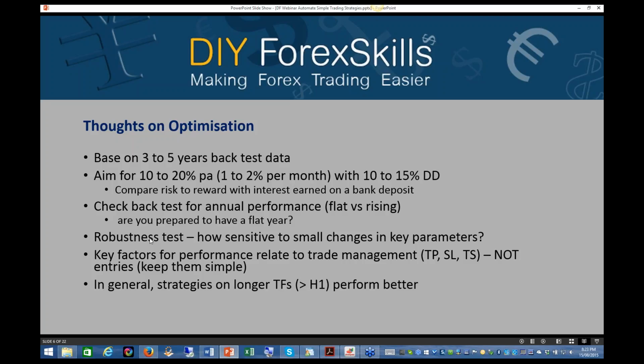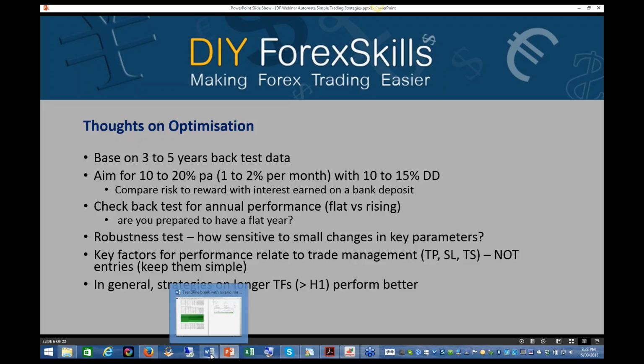Now, the other one is what I call a robustness test. Once we're happy that we've got something that's 10 to 20% per annum, and that doesn't have too many flat years, I had a couple of strategies where 2012 and 2013 were essentially flat, and 13 and 14 were where it went up. And you've got to ask, is a strategy worth having like that? Because obviously you could get some more years where it's totally flat. So make that decision. And then we need to see how sensitive it is.